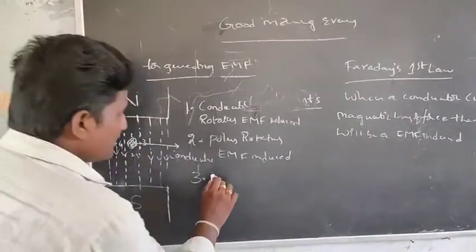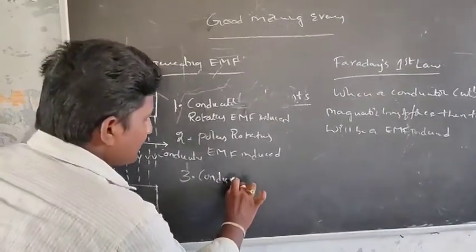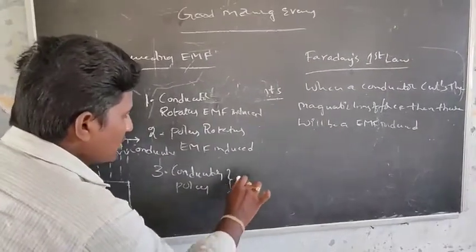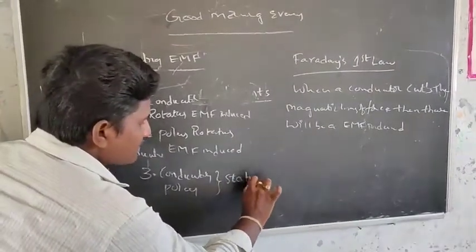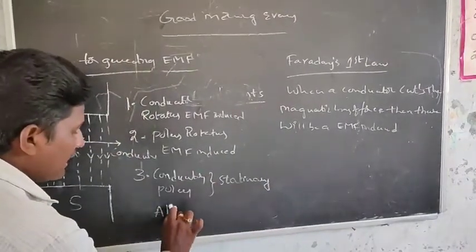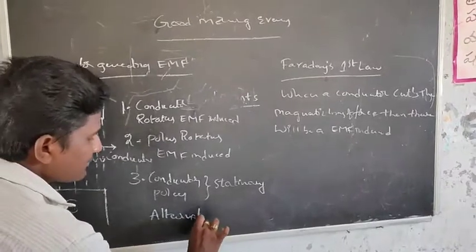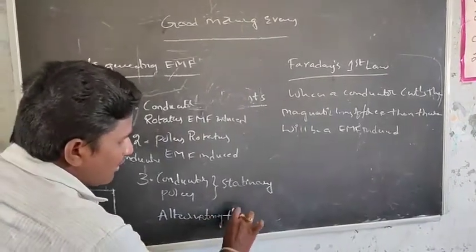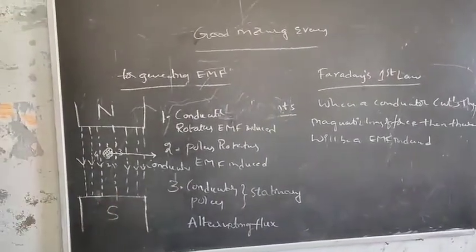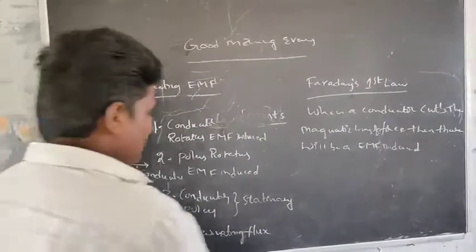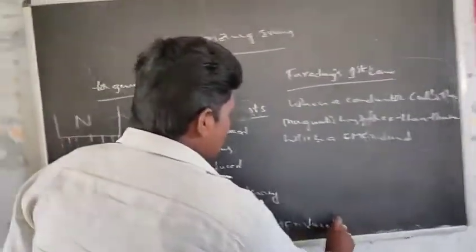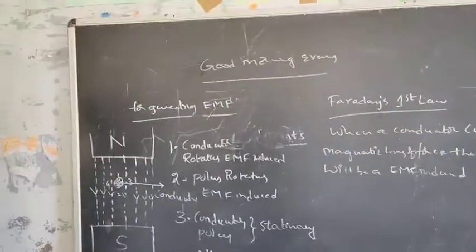In the third case, the conductor and poles are both stationary. We can apply alternating flux. In that case, EMF is induced.